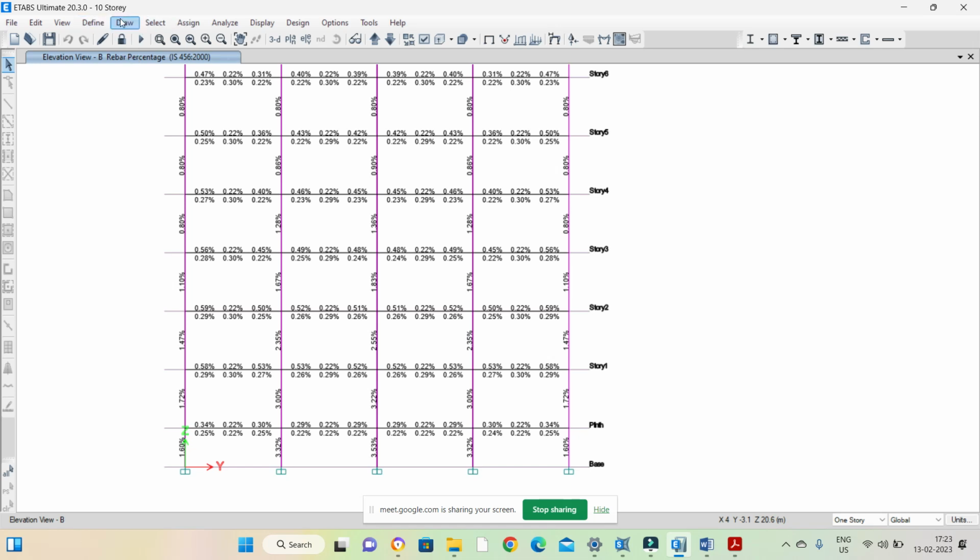Now before running the pushover analysis you have to apply the hinges. Okay, so again I would like to ask whether this term hinge is familiar to you or not.